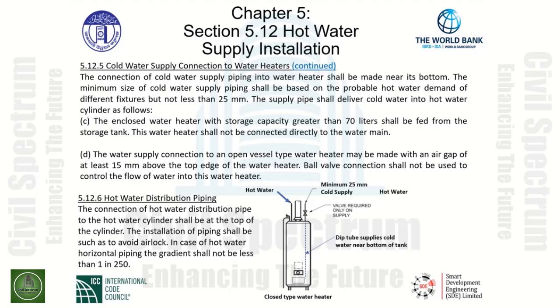As seen in the graphic, we have our hot water coming off of the top of the closed type water heater, and from that point it will be distributed throughout the building accordingly. But keep in mind we do have the horizontal piping gradient that is referenced in section 5.12.6.